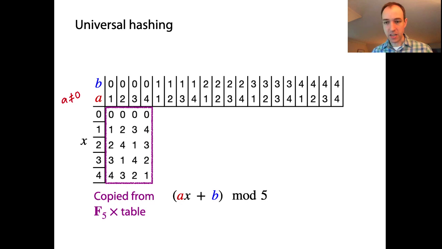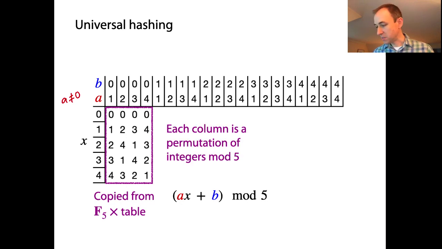And notice that each column is a permutation of the integers modulo 5. So every column has 0, 1, 2, 3, 4. Every column is a permutation of those numbers, 0 up to p minus 1. Okay, so that's just the first 4 columns.